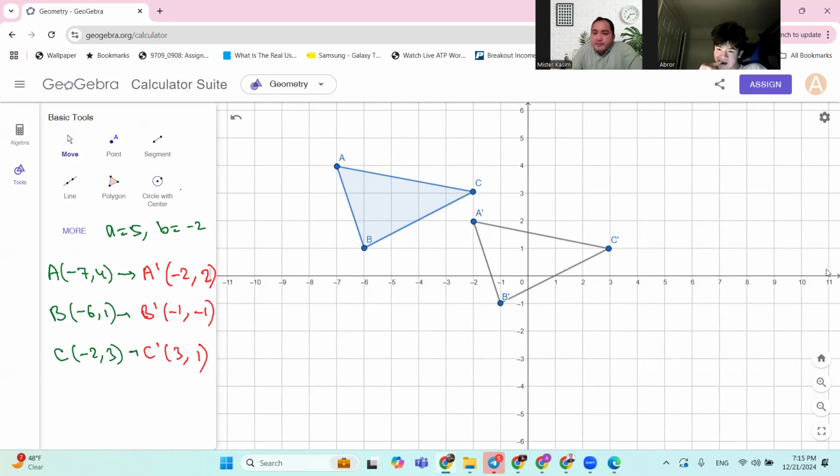Okay. So now what students don't understand here is how to describe this. So what is this? It's a translation, right? What kind of transformation is it? Translation with the vector. What vector is it? 5, negative 2. What does 5 mean? That 5 means shifting 5 units to the right and 2 units down.